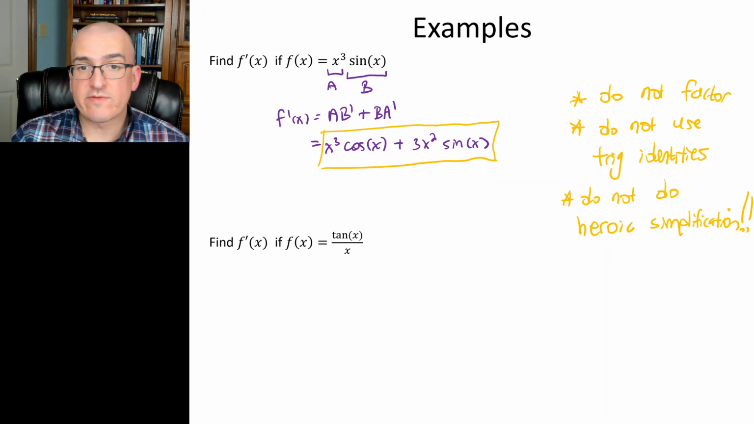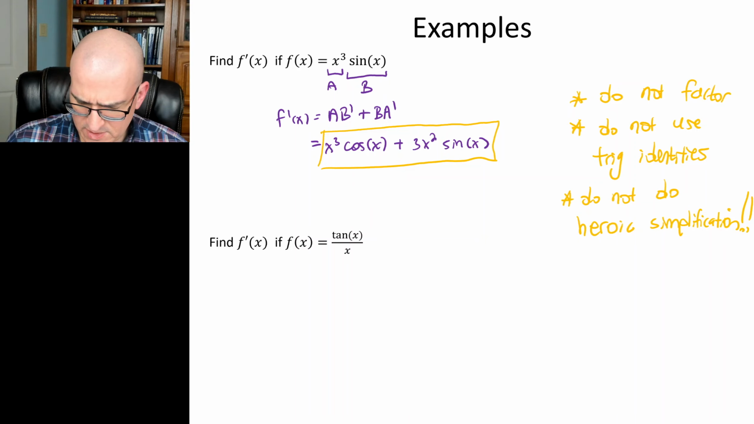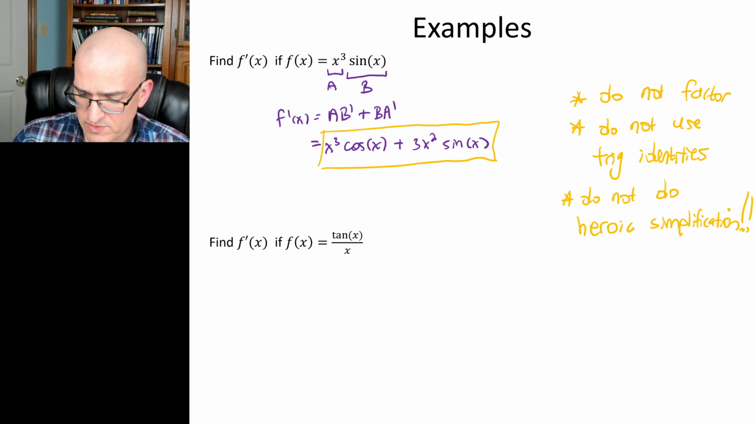Please do not do any of those things inside this course. You may need to do those things in other calculus courses, Calculus 1000 if you take that, but please don't do that here.